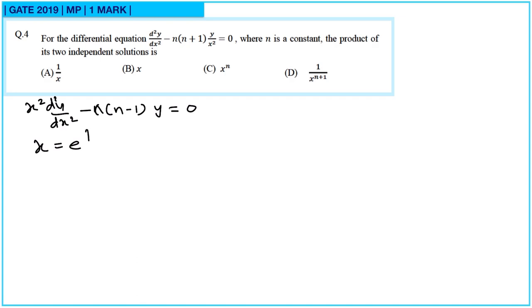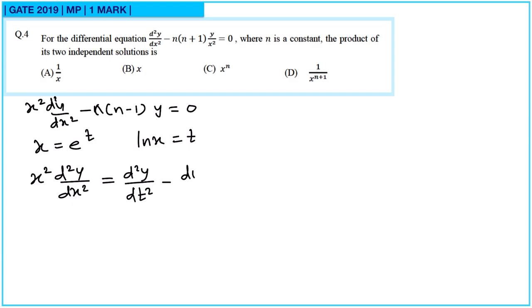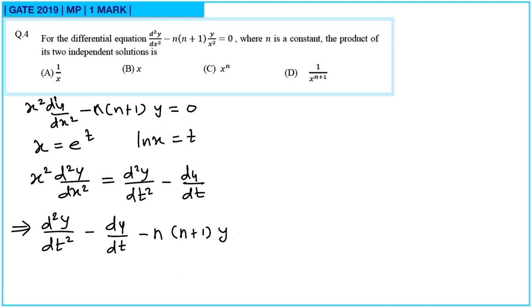Let us put x equal to e raised to t here. That means ln x is equal to t. Now we know this is Cauchy's equation, the Cauchy-Euler equation, and x² d2y/dx² is equal to d2y/dt² minus dy/dt. So the equation will be d2y/dt² minus dy/dt minus n(n+1) y is equal to 0.